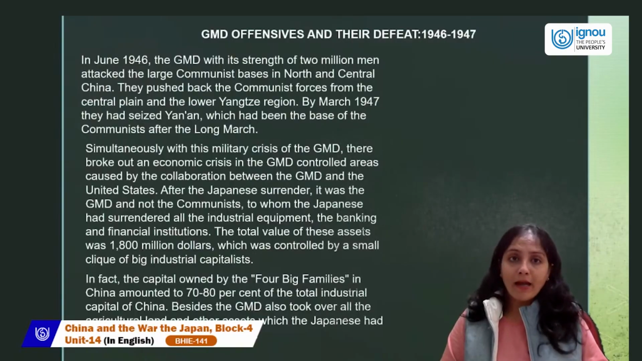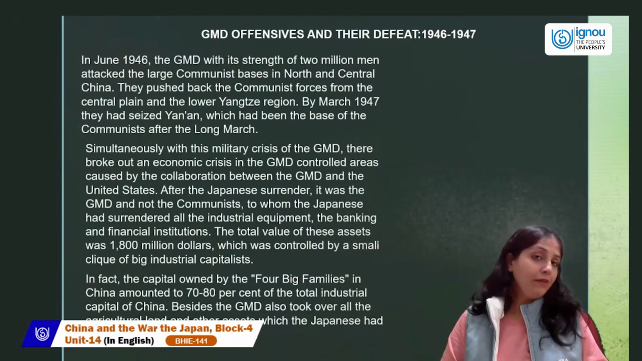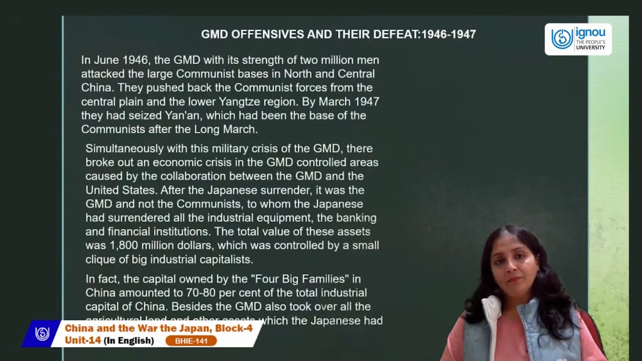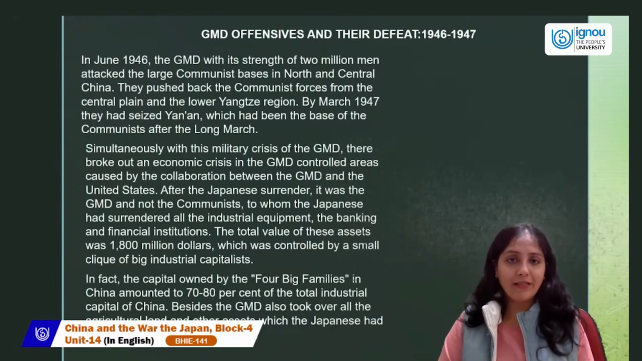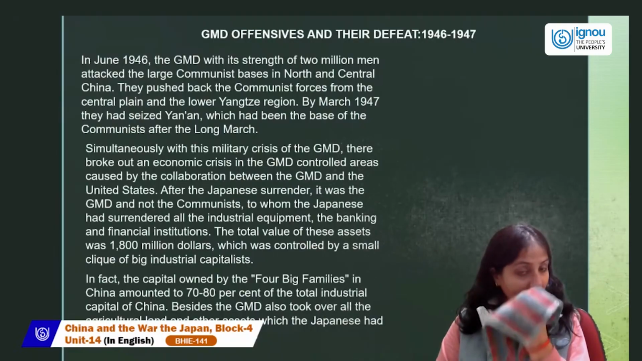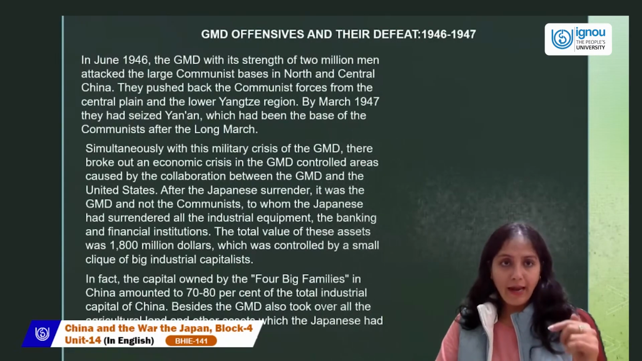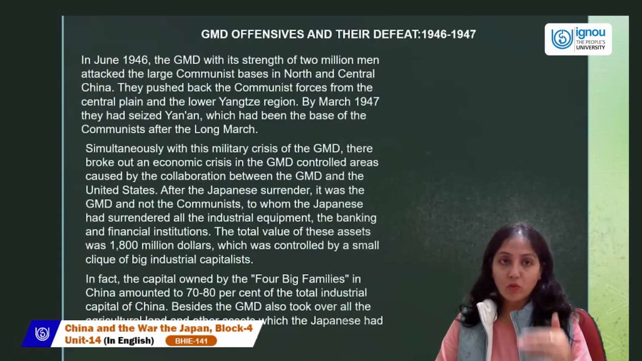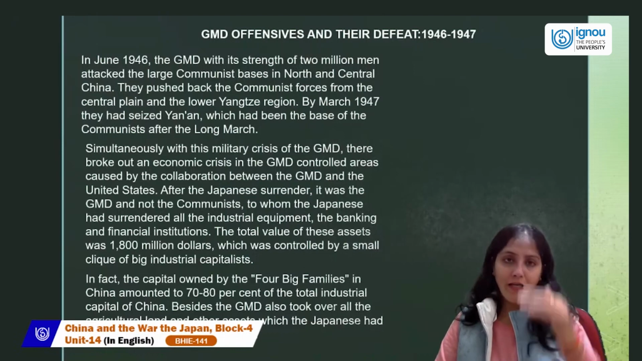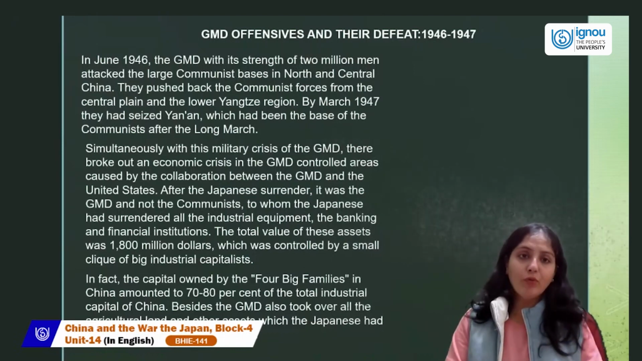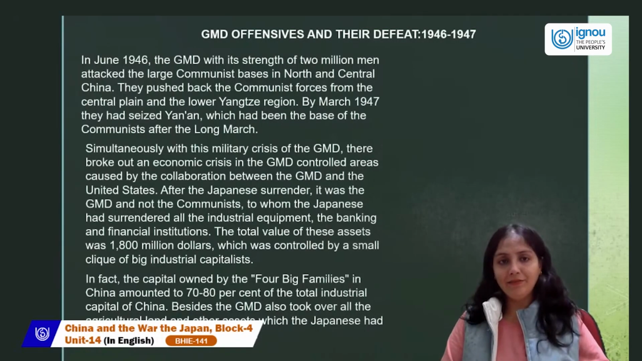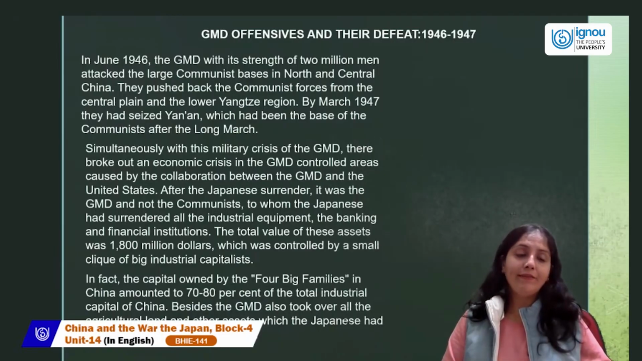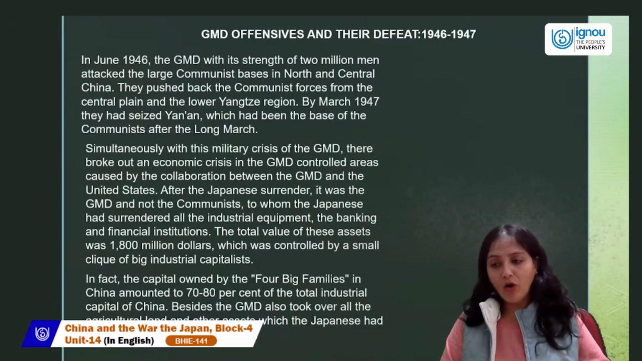Next is Guomindang offensives and their defeat, 1946 to 1947. In June 1946, the Guomindang, with its strength of 2 million men, attacked the large communist bases in north and central China. They pushed back the communist forces from the Central Plain and the lower Yangtze region. By March 1947, they had seized Yan'an, which had been the base of the communists after the Long March.